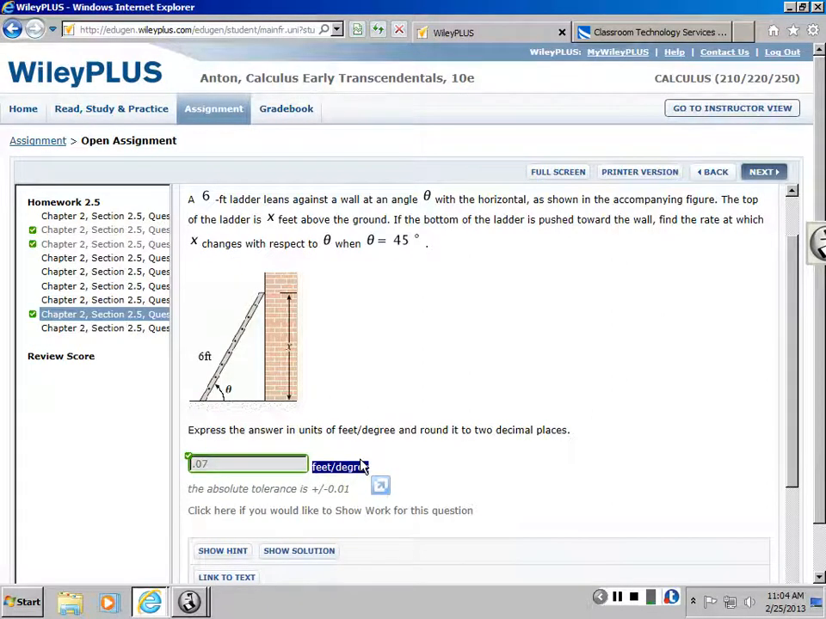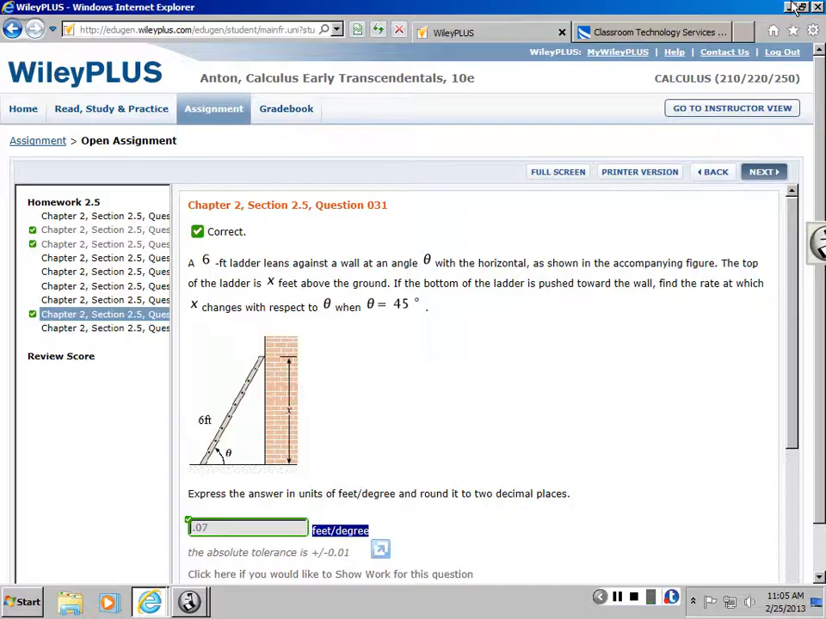So we want to know how fast x is changing with respect to theta when theta is 45 degrees and when it changes 1 degree. Right? So I want to know how fast the ladder is sliding down at that point. So going through, this is 2.5. Let's look through the setup here. I have theta, 6, and x. So this is number 31 on 2.5.